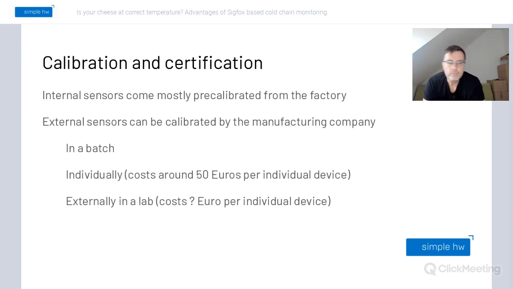The same applies for the calibration and certification. Most of the internal sensors come pre-calibrated from the factory. We are doing batch calibration of all the external thermometers. Then you can also ask for individual calibration that is done by third parties. It brings with it some costs, so the cost of calibration is between 30 and 50 euros per device. So again, it depends on the use case. If you need a calibrated device, it can be done, but it would be an additional cost.